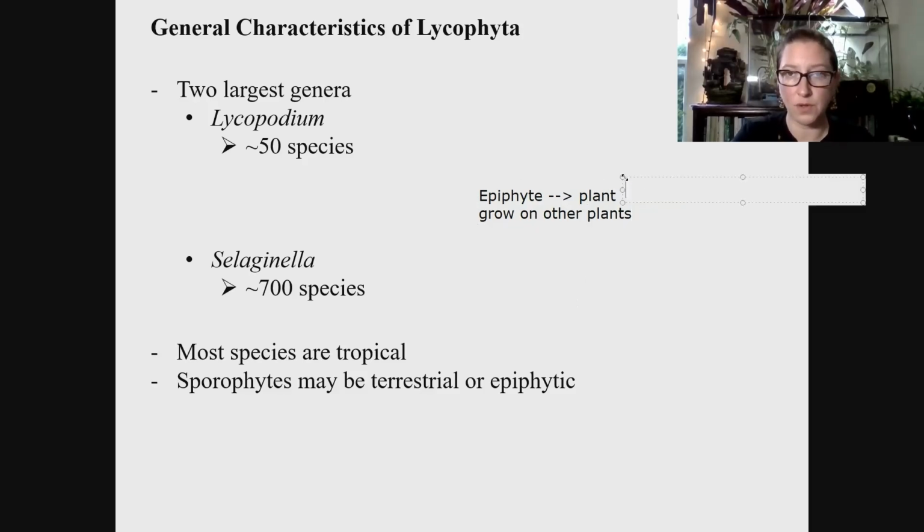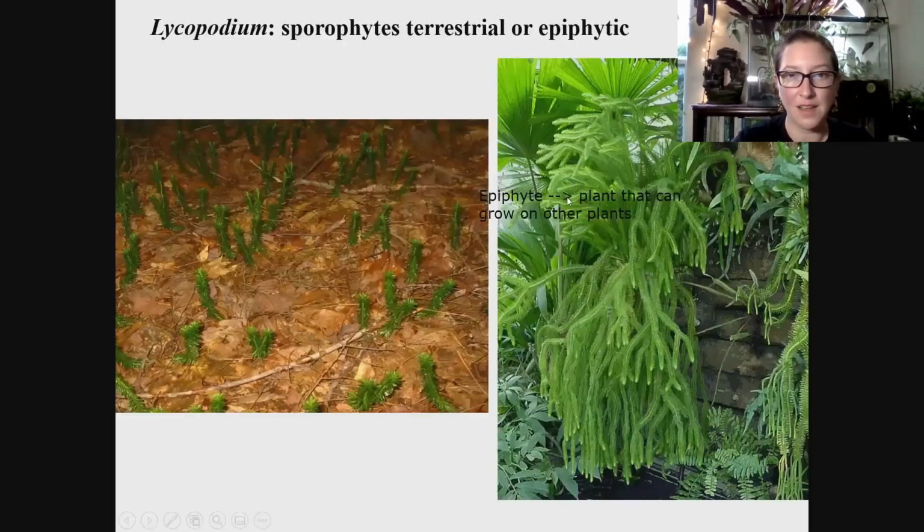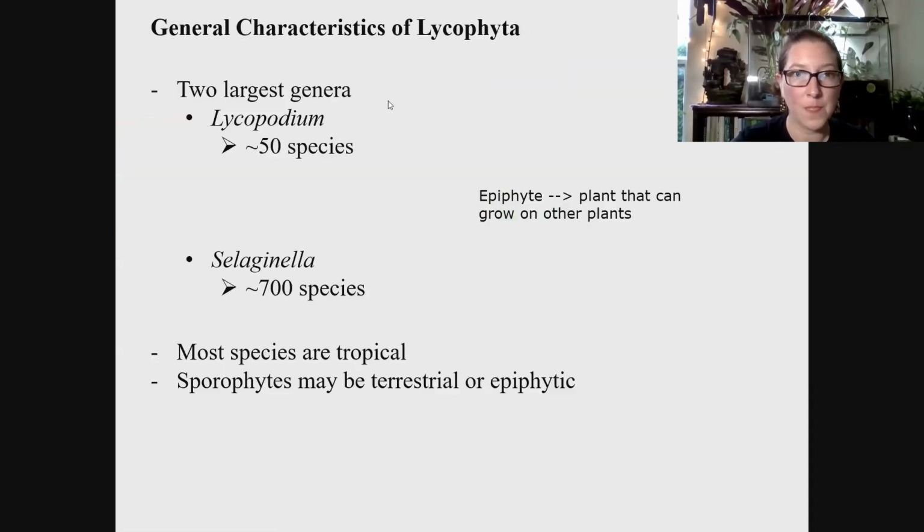So, oops, no. Can I grab that? Oh boy, this is why. Okay. Undo. Redo. Epiphytes, plants that can grow on other plants. And I think I can select it. I can select it.